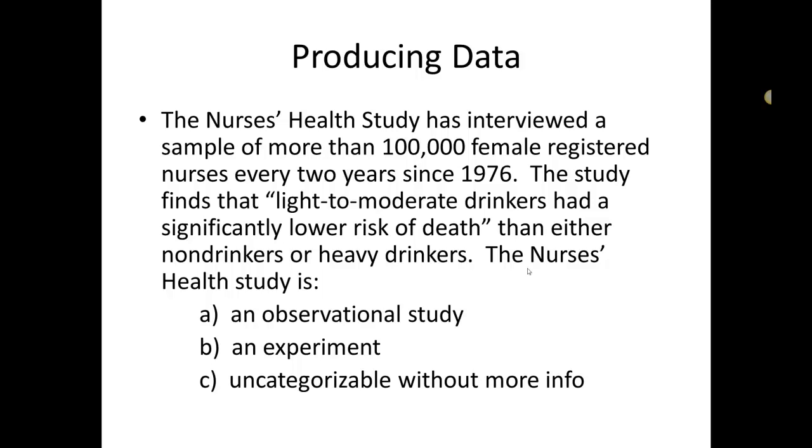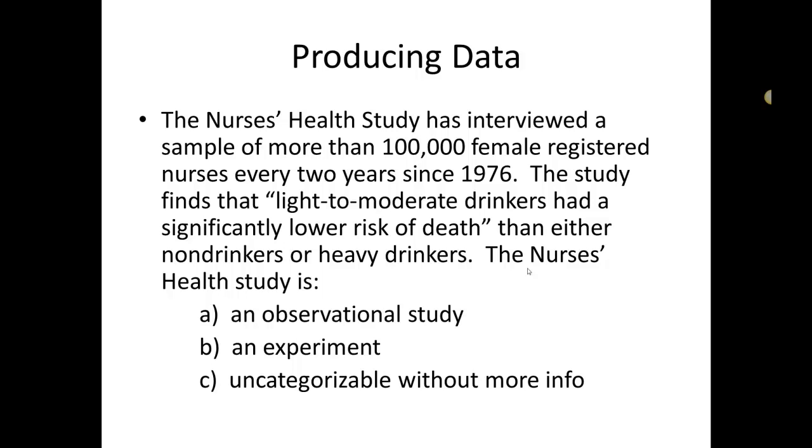Let's talk about producing data. There's two basic methods for producing data. One is through an observational study and the other is through an experiment. In an observational study, you observe individuals and you measure characteristics of interest, but you do not attempt to influence the individuals. In an experiment, on the other hand, you're going to deliberately apply some kind of treatment in order to measure the response to that treatment.